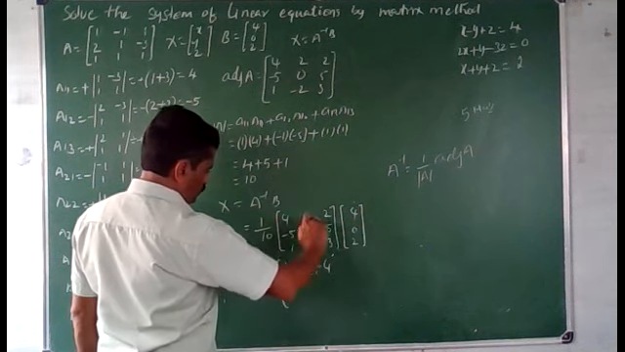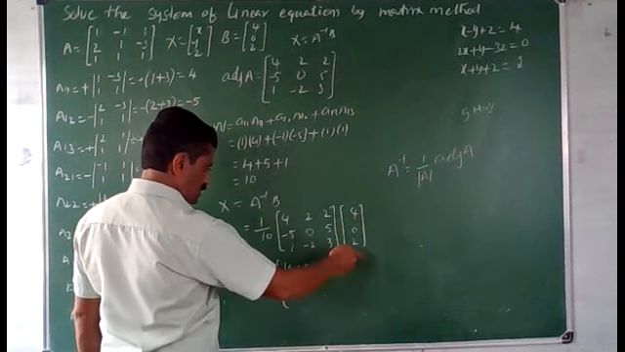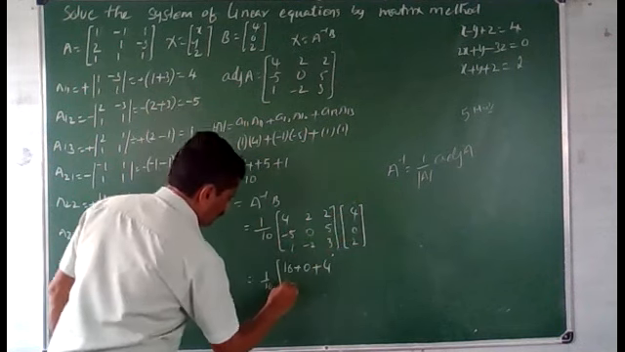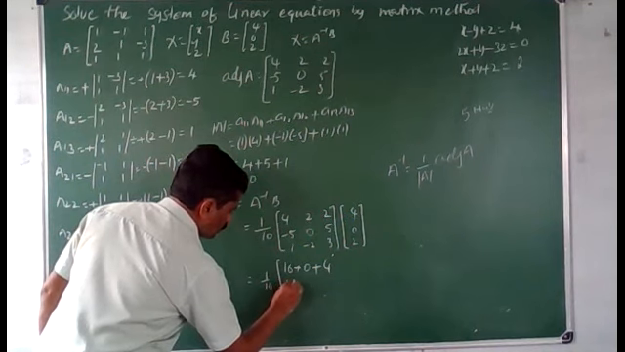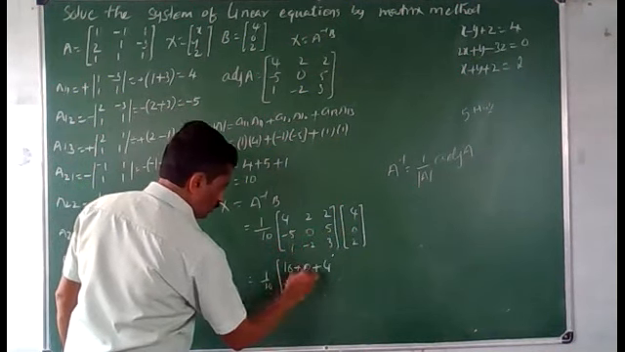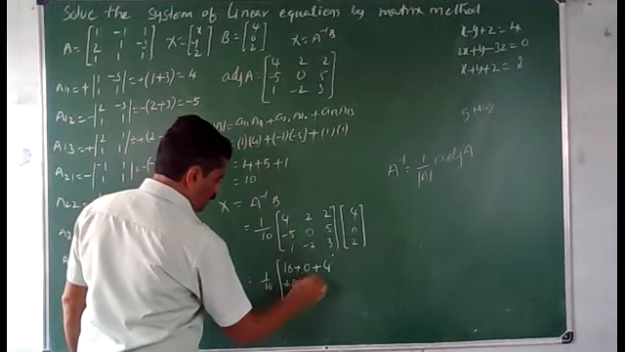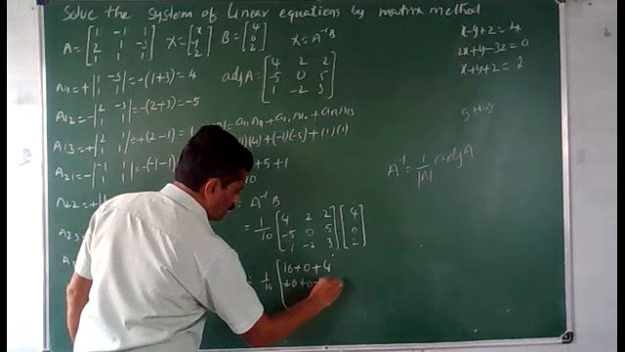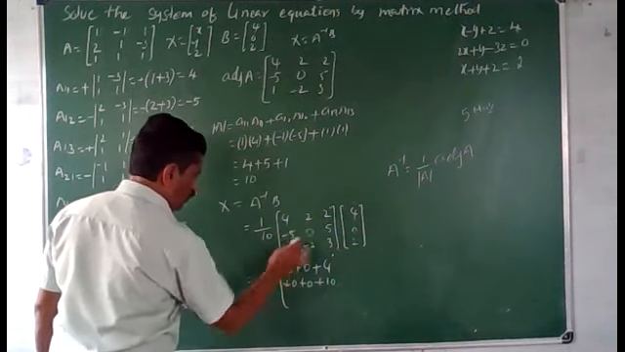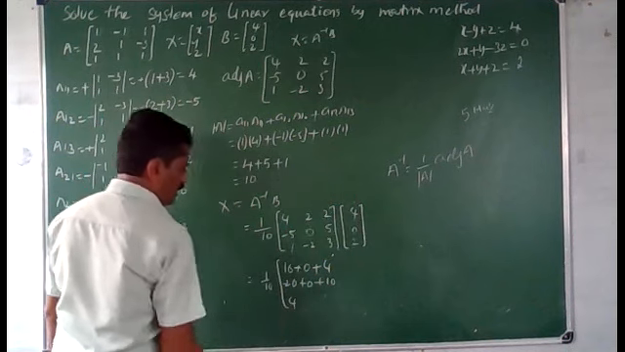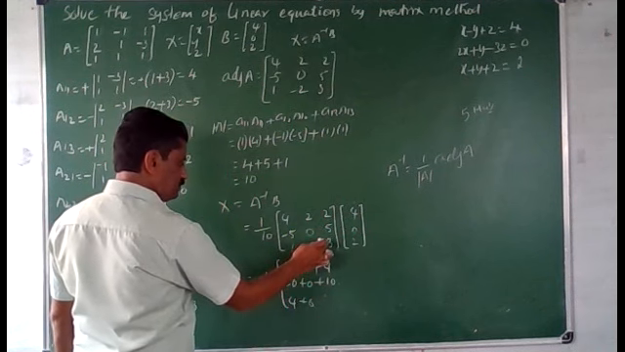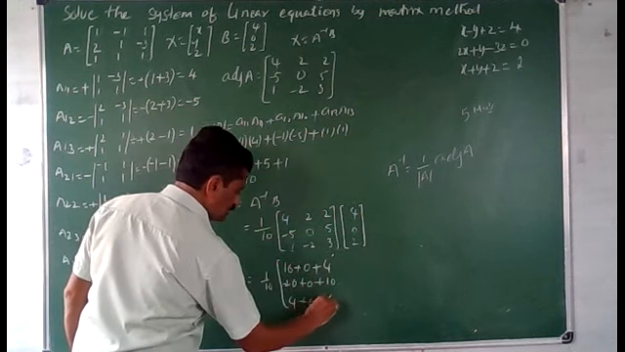Okay. First row with the first column, second row with the first column, third row with the first column. Minus 5 into 4, that is minus 20. Again 0 into 0, 0. Again 5 into 2, plus 10. Again, third row with the first column: 4 into 1, 4. Again, minus 2 into 0, that is 0. Again, 3 into 2, that is plus 6.